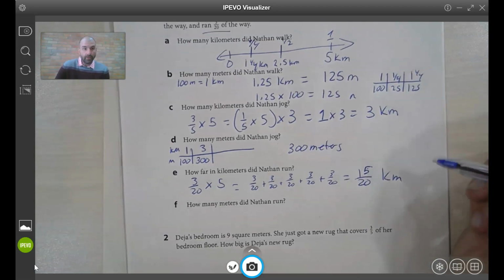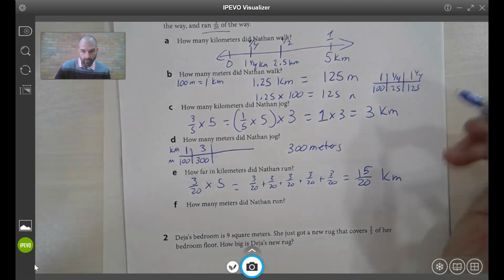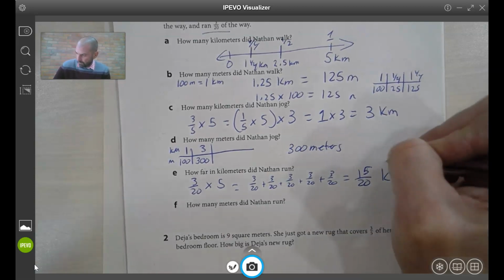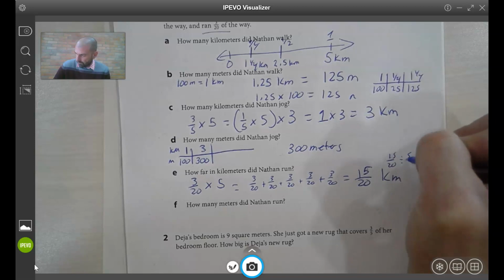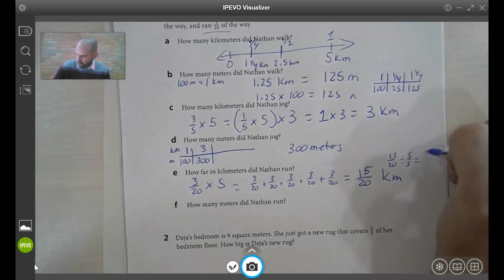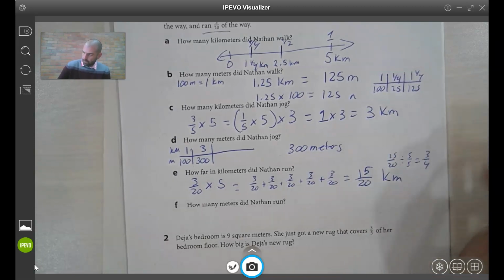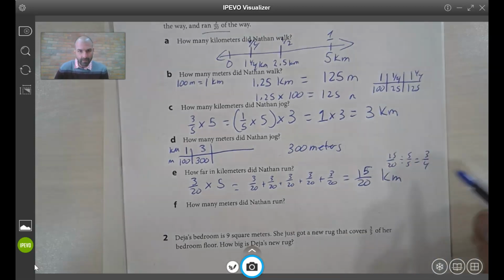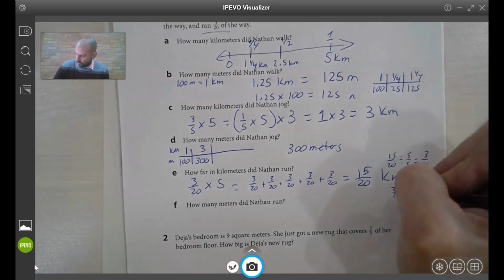All right. We could simplify this if we want to. I notice that both are divisible by 5. So I could take 15/20 and divide it by 5 over 5, which again is just dividing by 1, to make it 3/4. 3/4 of a kilometer. That makes more sense than 15/20, so I think I would do that. So 3/4 of a kilometer.